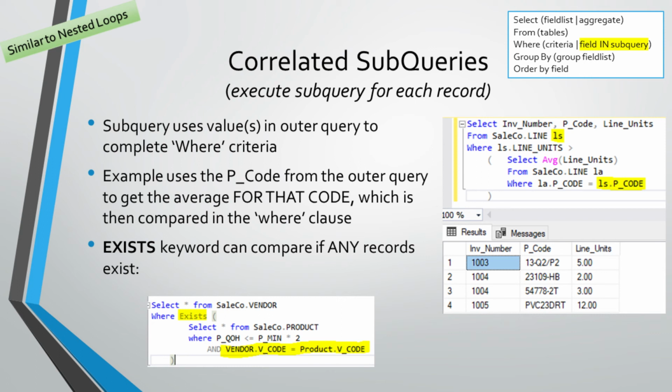So these are correlated subqueries. They are subqueries where your outer query values are used within your inner query.